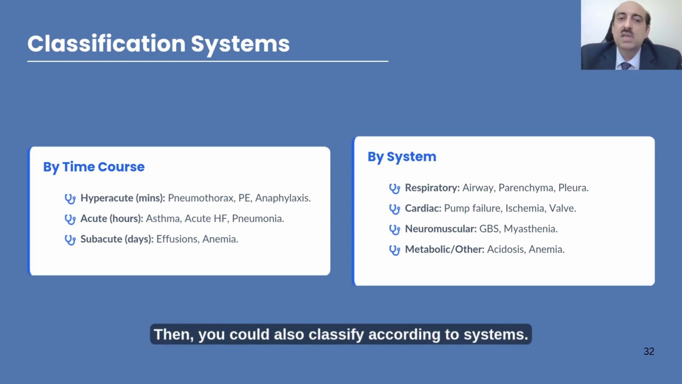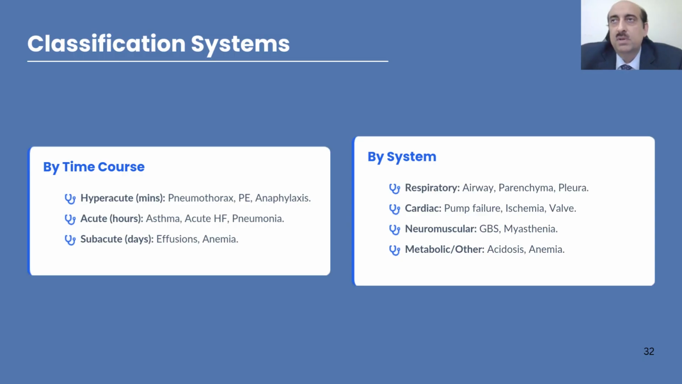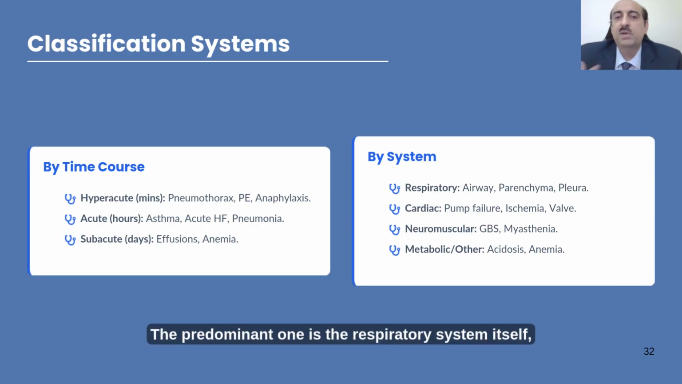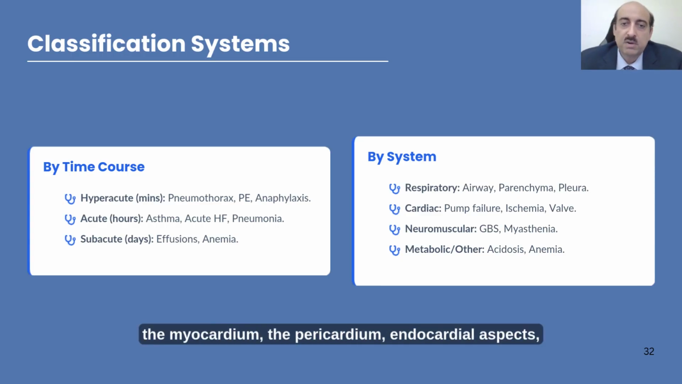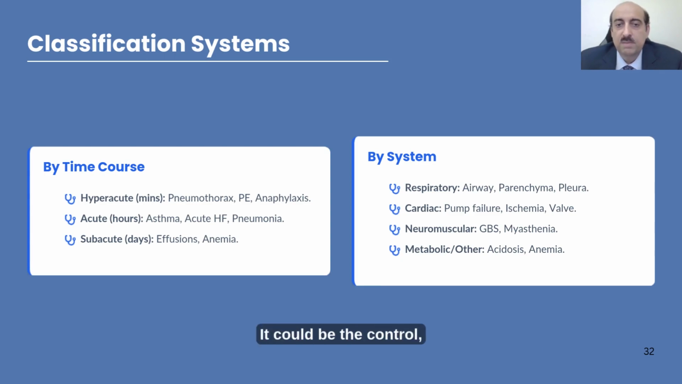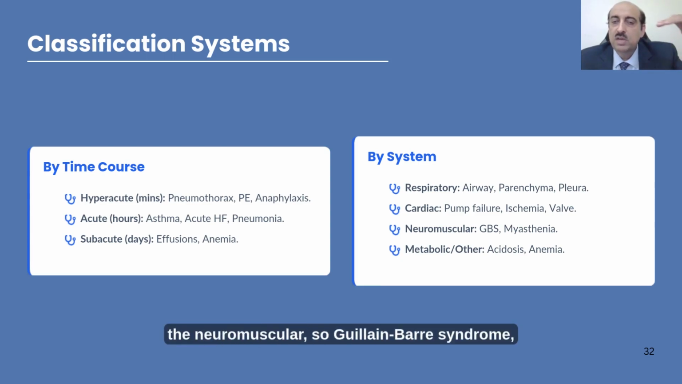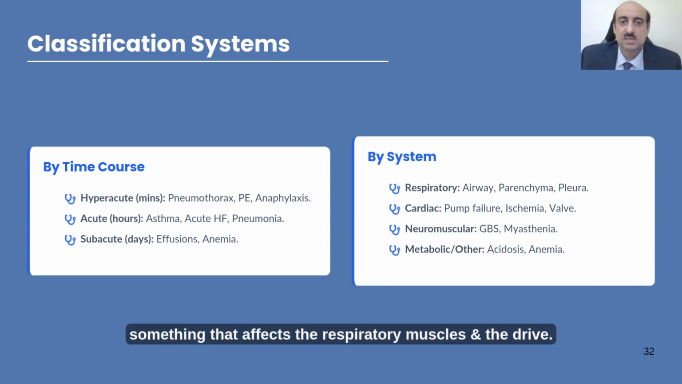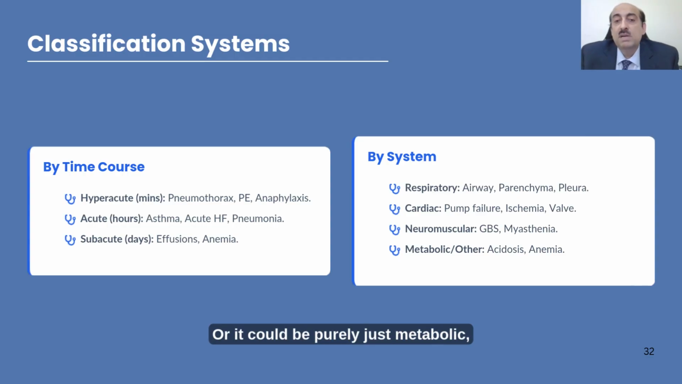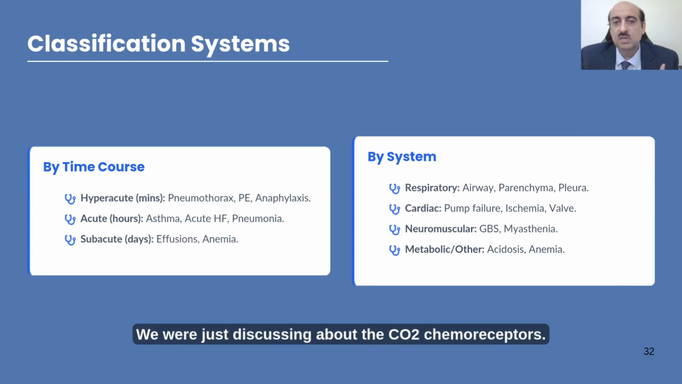Then you could also classify according to systems. The predominant one is the respiratory system itself, which could be airways, parenchyma, or the pleura. It could be the heart, the pump itself, the pump failure. We'll come to that in a bit of detail. And it could be any part of the heart, the myocardium, the pericardium, endocardial aspects, the valve. It could be the control, the neuromuscular, so Guillain-Barré syndrome, myasthenia, something that affects the respiratory muscles and the drive. Or it could be purely just metabolic, and the breathing is due to a response. We were just discussing the CO2 chemoreceptors.